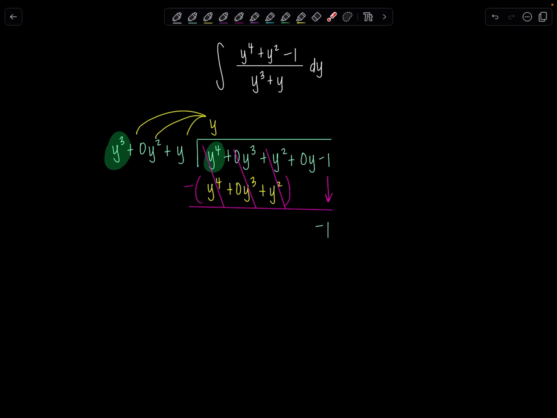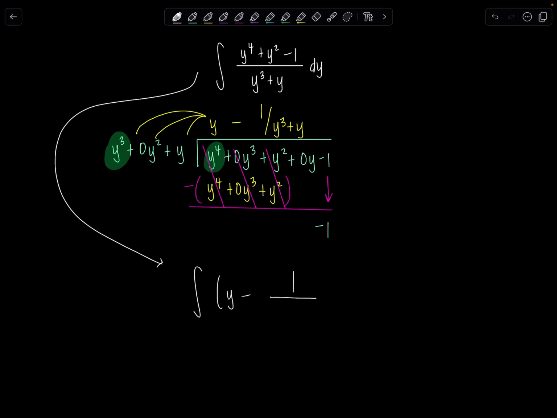So we're done. So if that's my remainder, then that means my quotient is y, and then my remainder I would write as -1 over the divisor, which was y cubed plus y. So that's how we're going to rewrite the integrand now. So we've got integral of y minus 1 over y cubed plus y dy, like that.